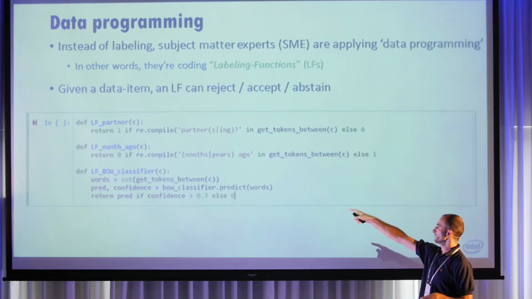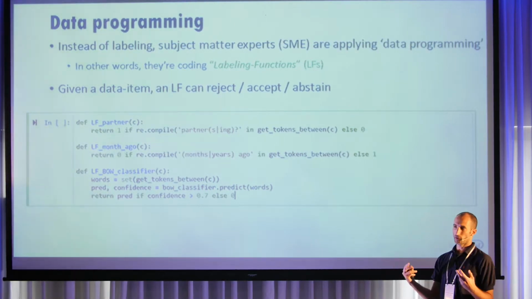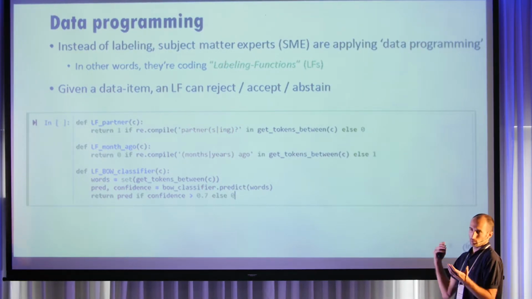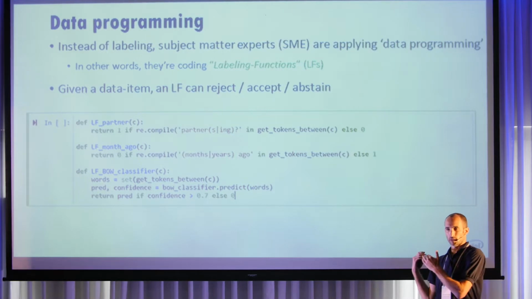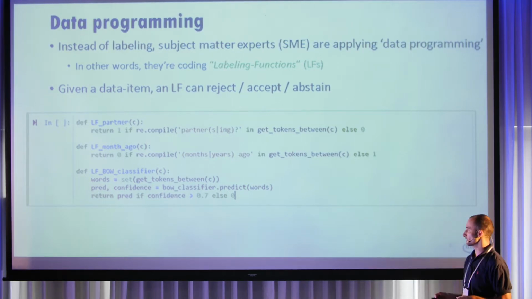So in this example, you can see the first LF fires 1 if it sees a regex of partner or partners or partnering, okay? So what we can do is take the regex that we defined in the rule-based system and just define them as LFs. That's what we did as a first step.